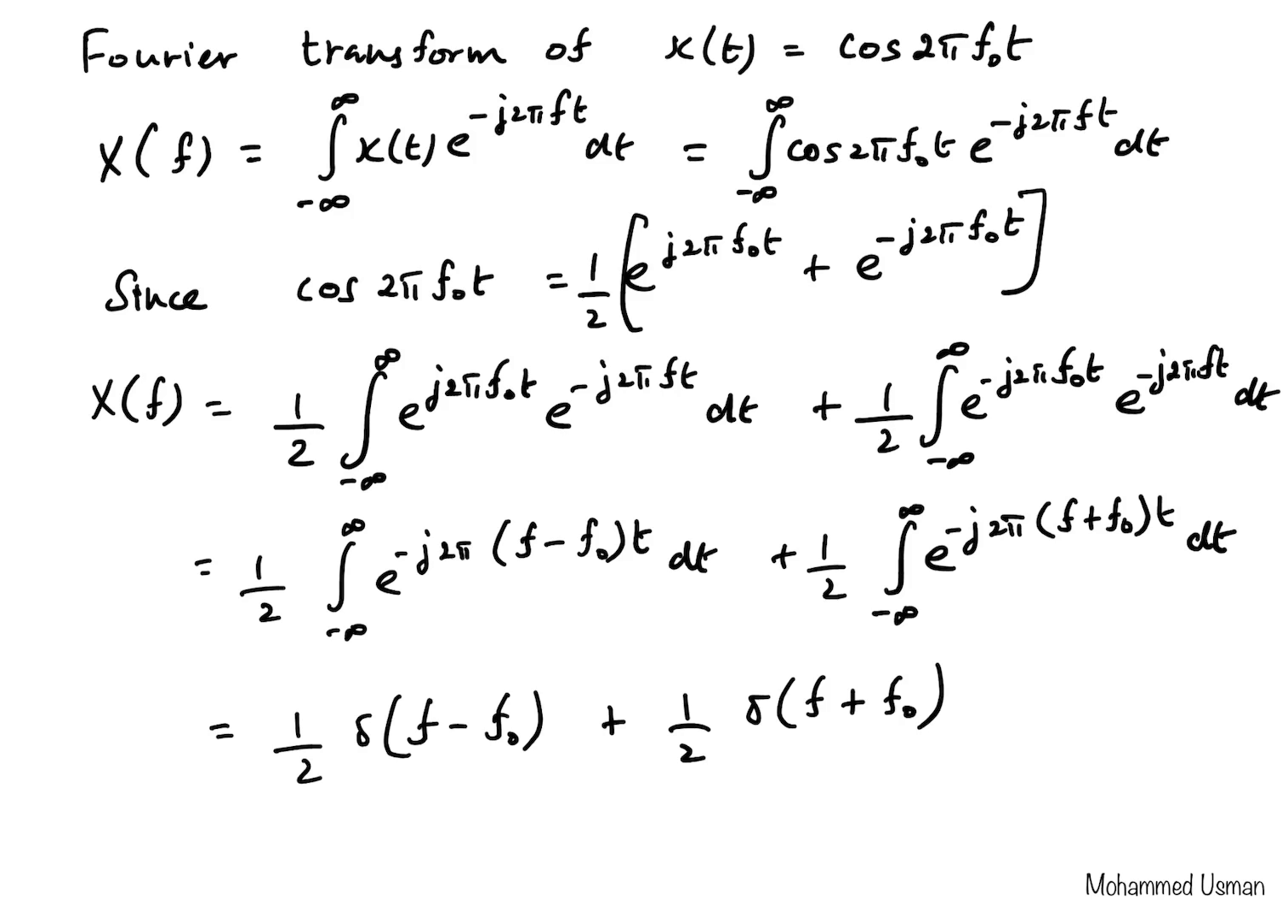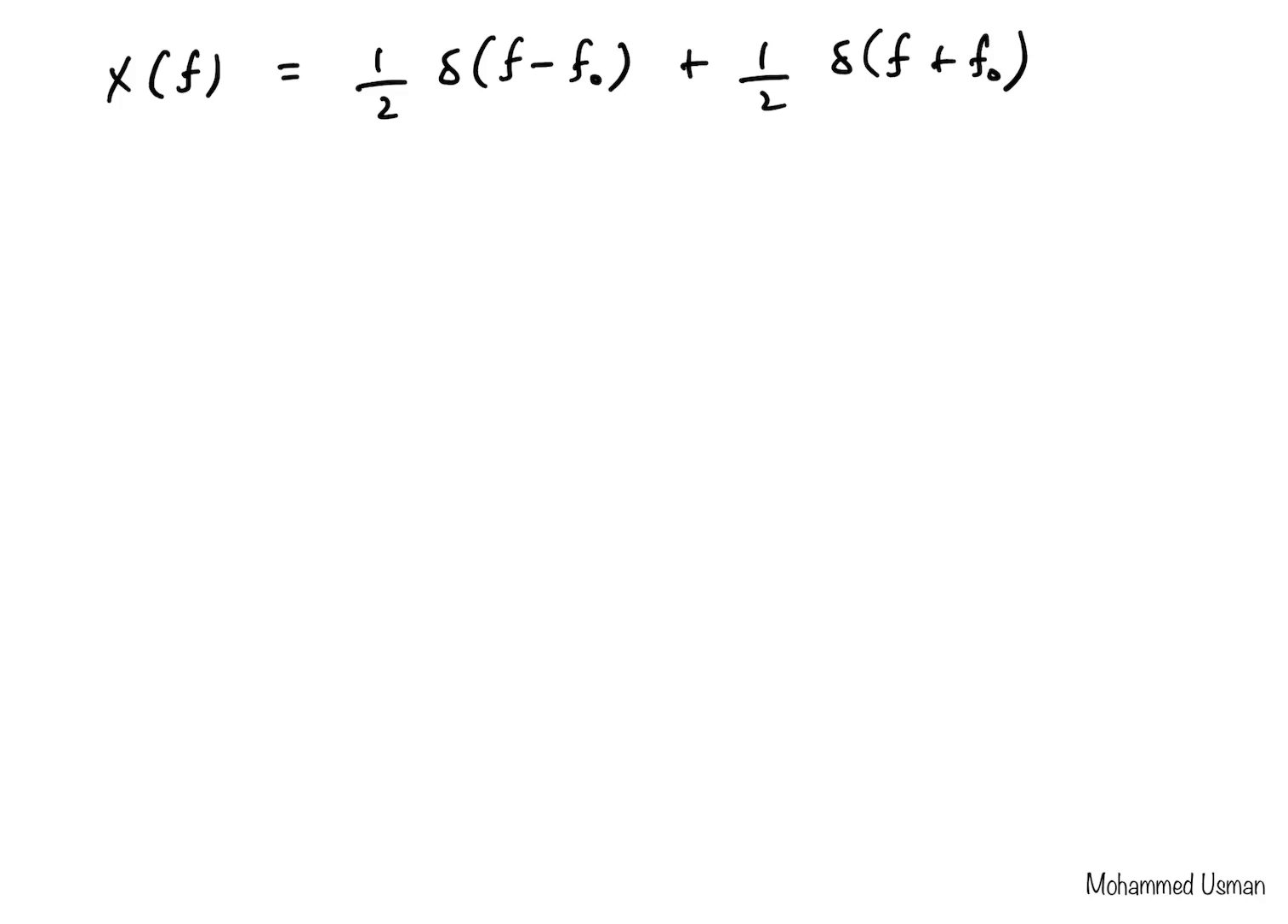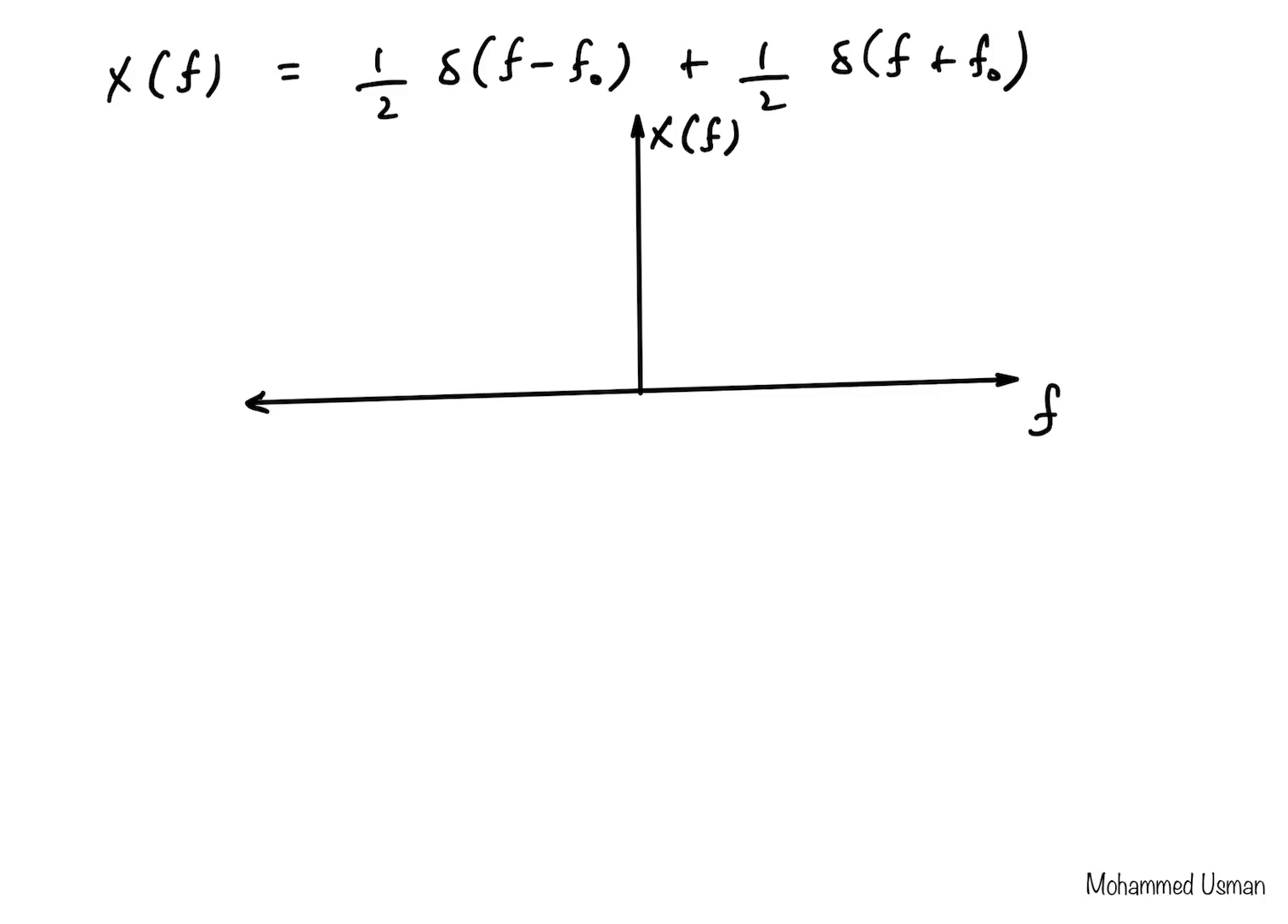Now when we plot the spectrum for this, you will see that it is indeed a two-sided spectrum. So let's plot that. We have X of f equals half delta of f minus f naught plus half delta of f plus f naught. When we plot this, we're going to have a two-sided spectrum. That's our frequency axis f, and on the y-axis we will have X of f.